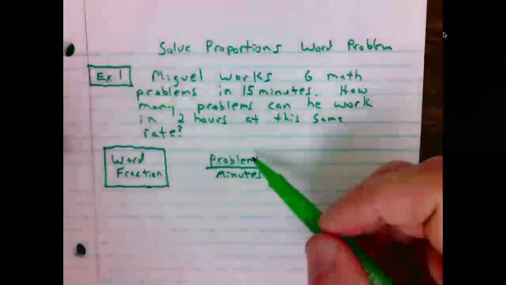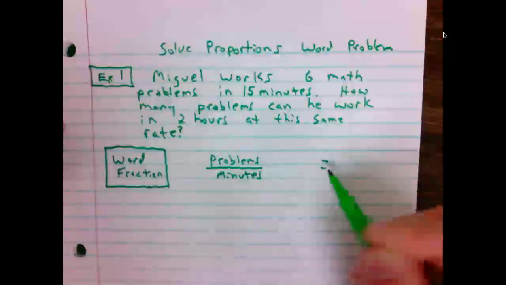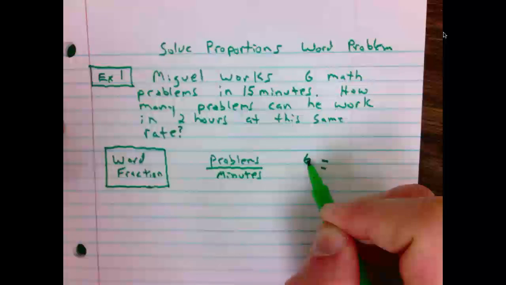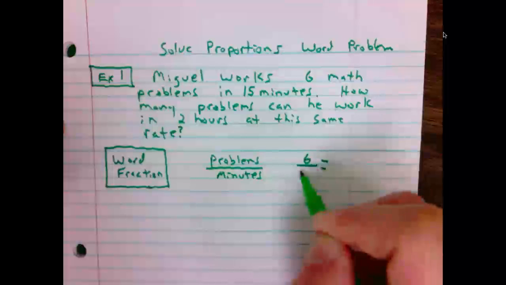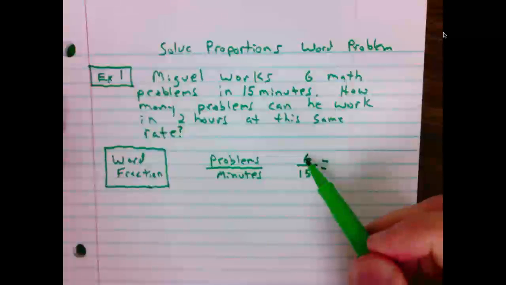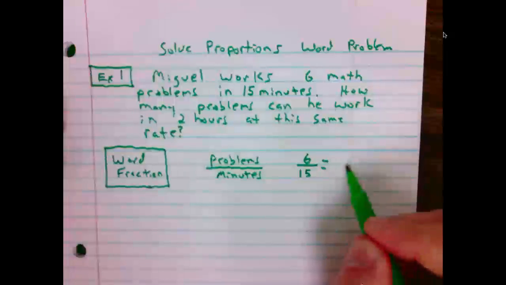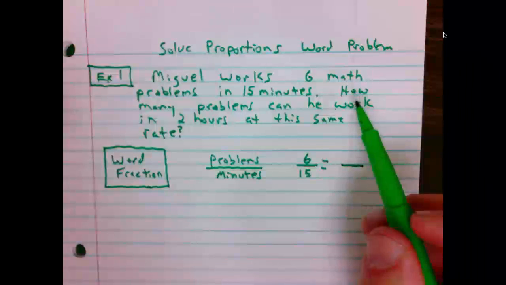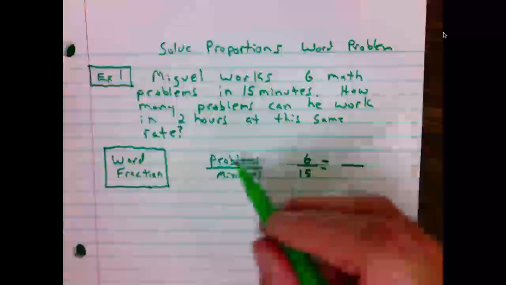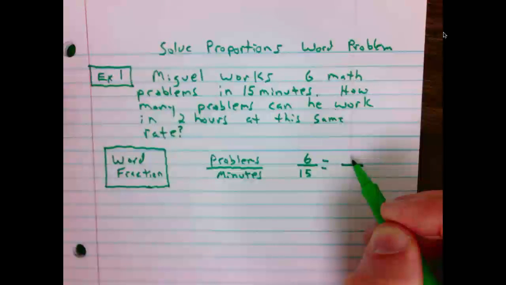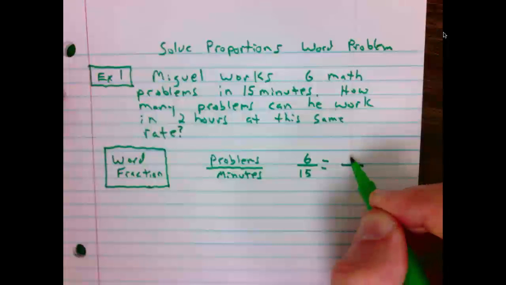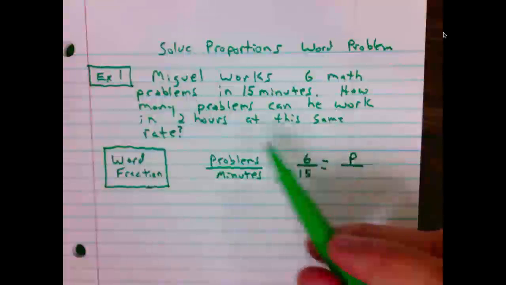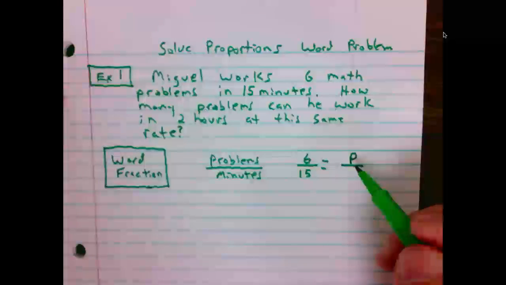Okay, the first matchup of problems over minutes is 6 problems in 15 minutes. So 6 is my numerator and 15 is my denominator. 6 problems in 15 minutes. Now I come with the next half of the proportion. How many problems? Problems are what I'm looking for. I could place a question mark up here, but I'm going to use some variable. In this case, P seems like a good variable because we're talking about problems. P represents problems in this case, our unknown number of problems.